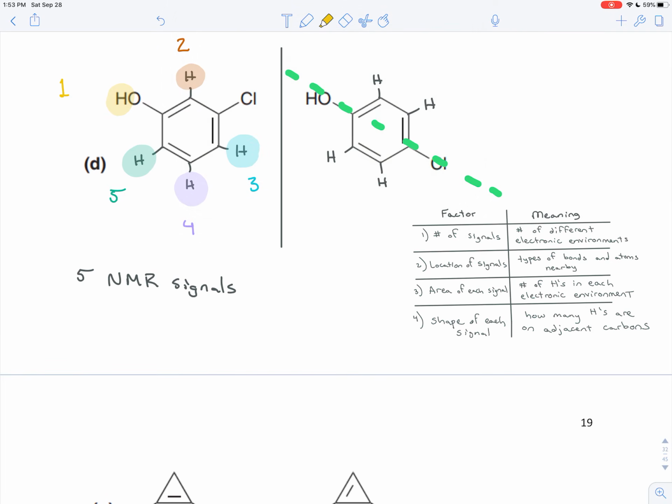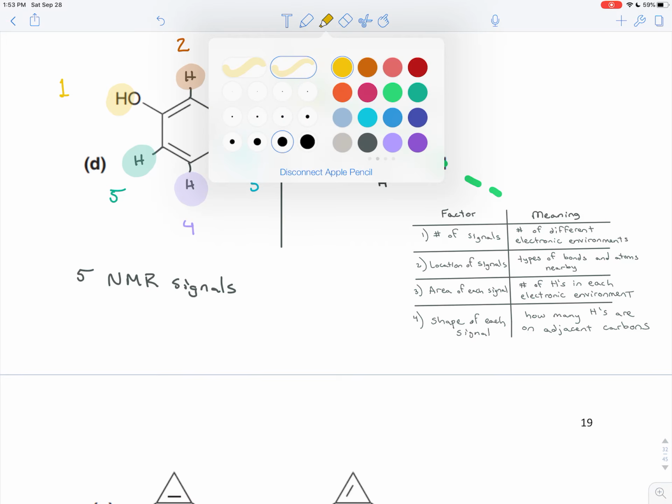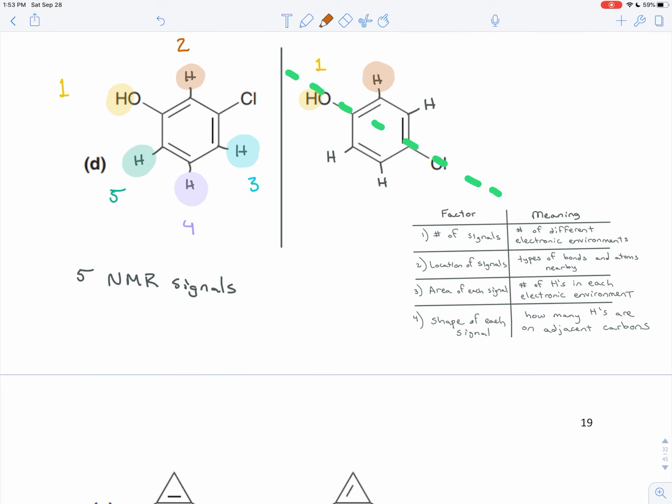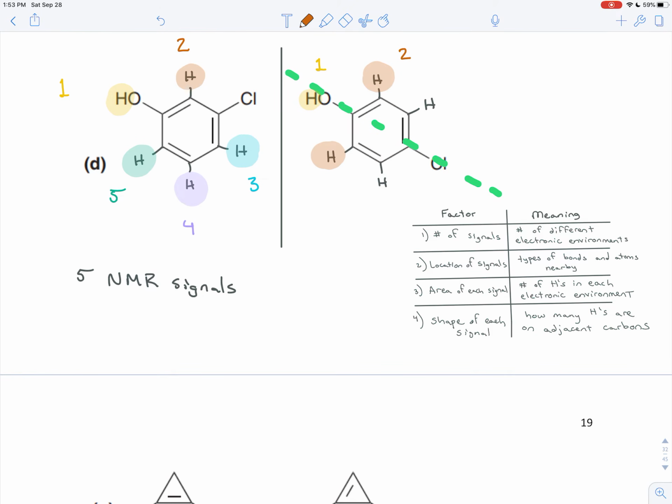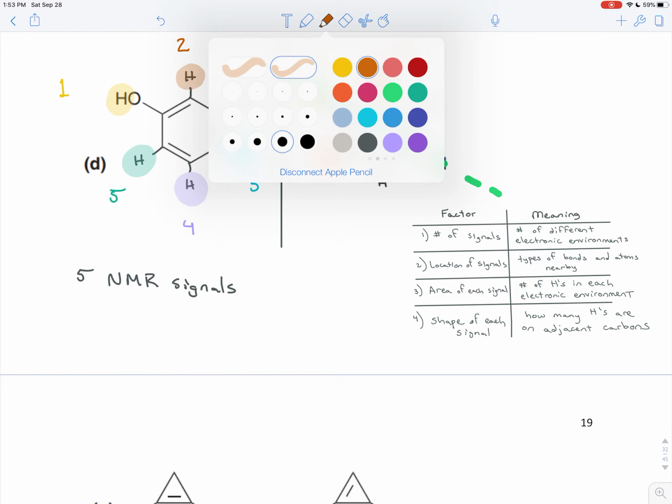For the molecule on the right, because of the symmetry, you would end up having the hydrogen on the oxygen, so that's definitely one signal. For the one next door to it, this hydrogen that's right next door to the alcohol and further from the chlorine, that's a different electronic environment. But across the plane of symmetry, that other hydrogen will be in that same electronic environment, so that's a second signal.